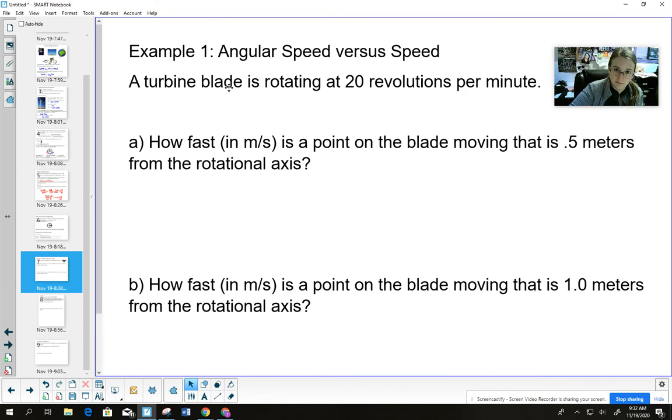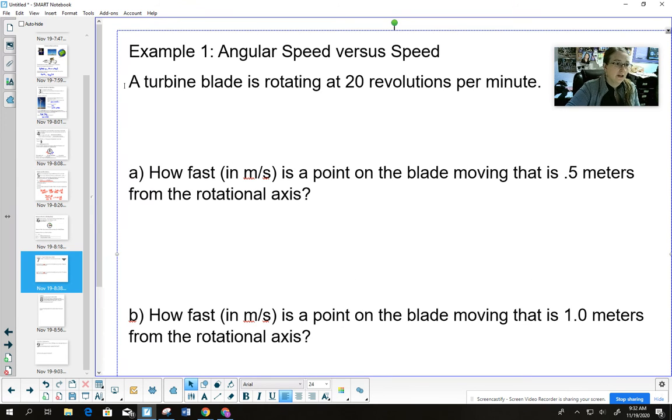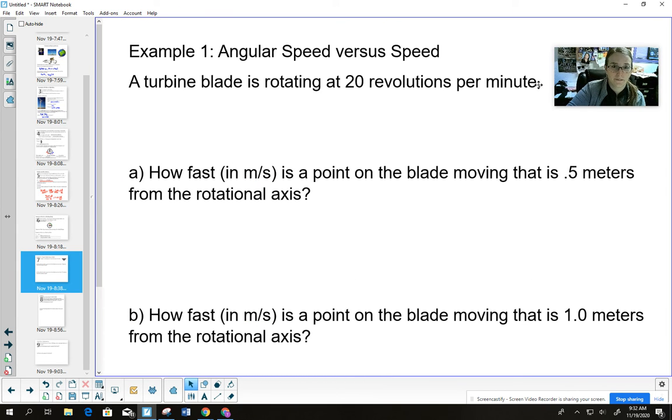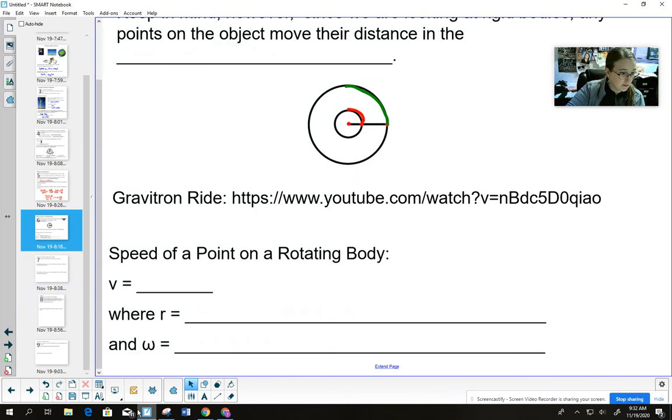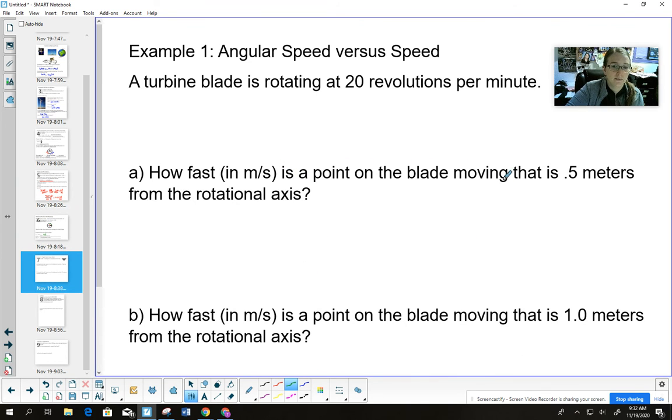So talking back to, this is comparing angular speed versus just speed. So we talked about that turbine blade before, but now this turbine blade is rotating at 20 revolutions per minute. What we want to know is how fast in meters per second. Keep in mind, I will say, guys, sorry I didn't say that here, if you want to write it down. This is still meters per second when we're talking about speed. Angular speed, radians per second. Regular speed, meters per second. So is a point on the blade moving that is 0.5 meters from the axis. So how fast in meters per second means we're using V equals R times the angular speed, or again, omega.